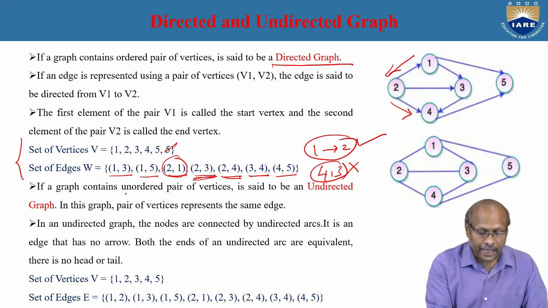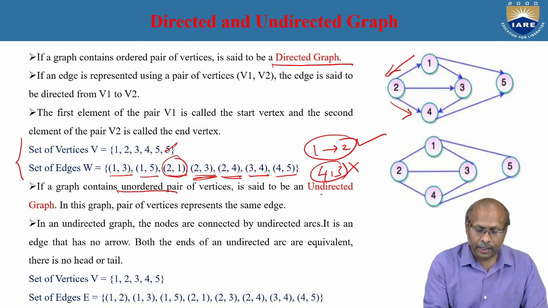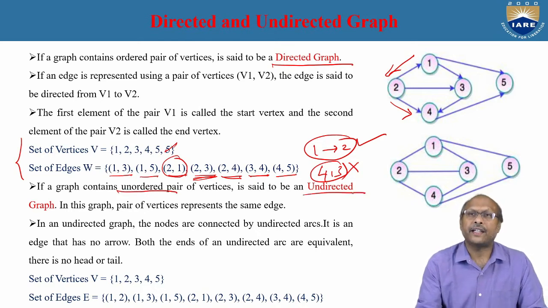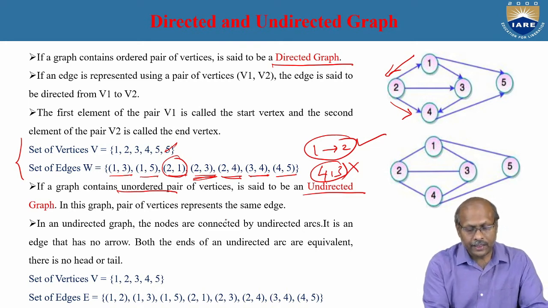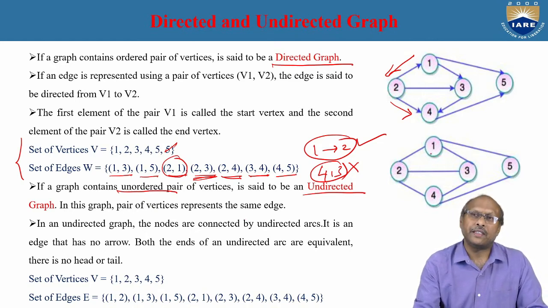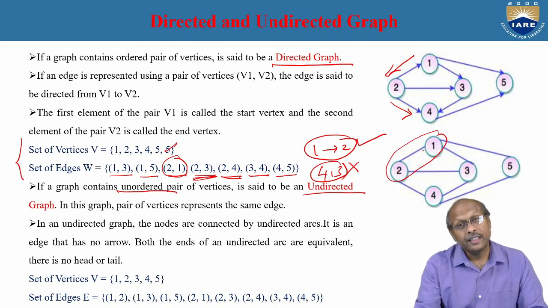If the graph contains unordered pairs, if there is no order and no direction specified, then the graph is known as an undirected graph. In an undirected graph, a pair of vertices represents the same edge. Whether it is 1, 2 or 2, 1, both are the same edge. Whereas in a directed graph, both are different.